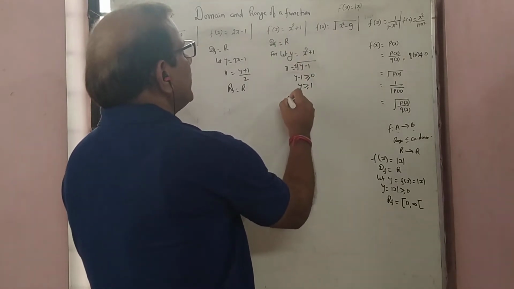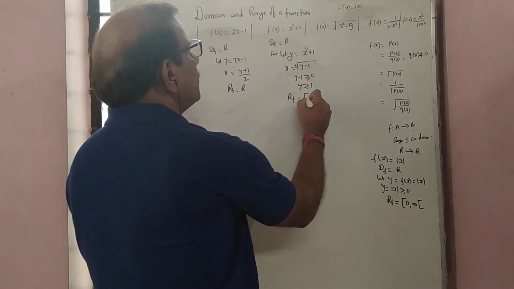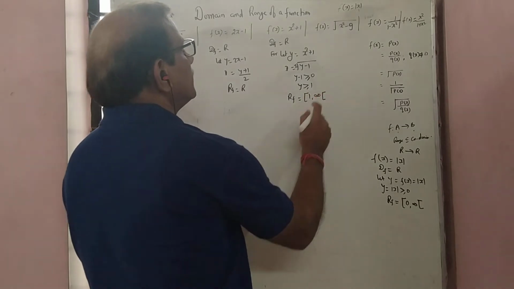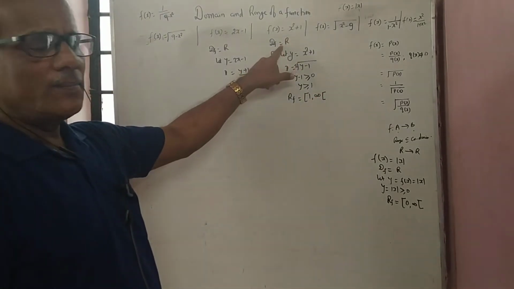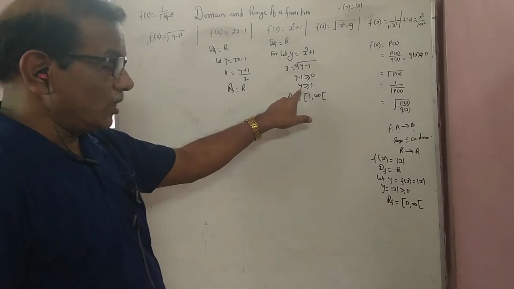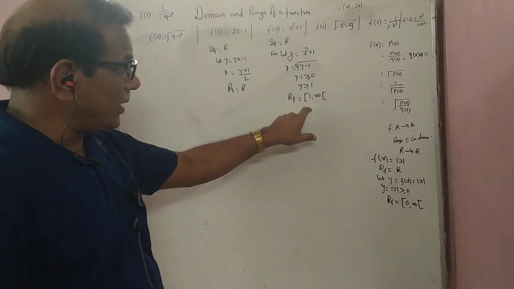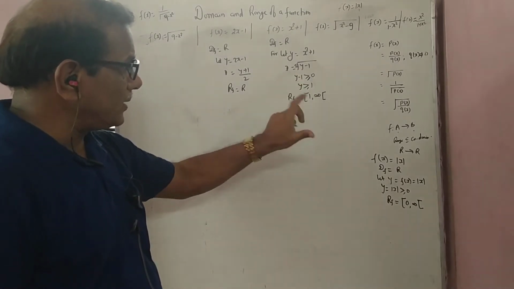So what is the range of this function? Range is 1 or more than 1, so 1 to infinity. Domain is any real number. Range is the value of y, that is 1 or more than 1. Why? Because inside the root cannot be negative.